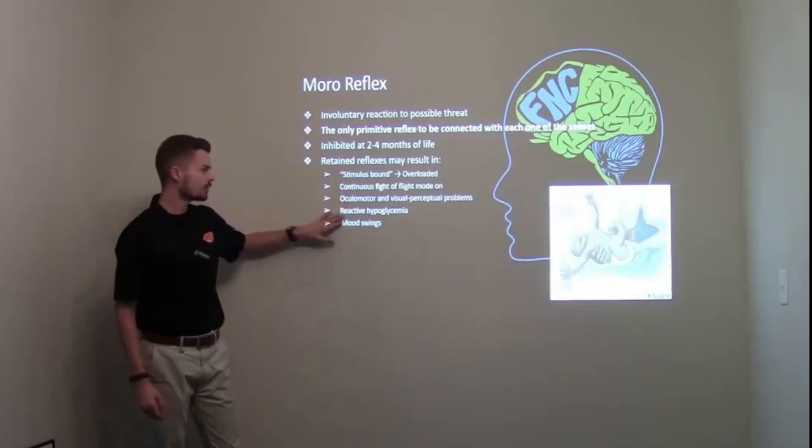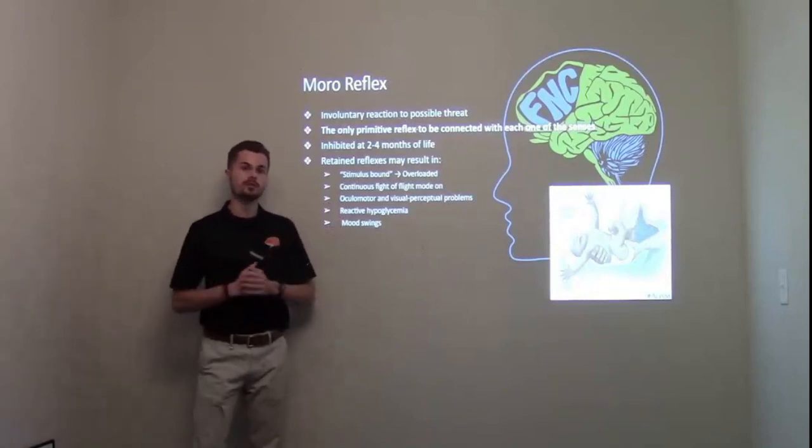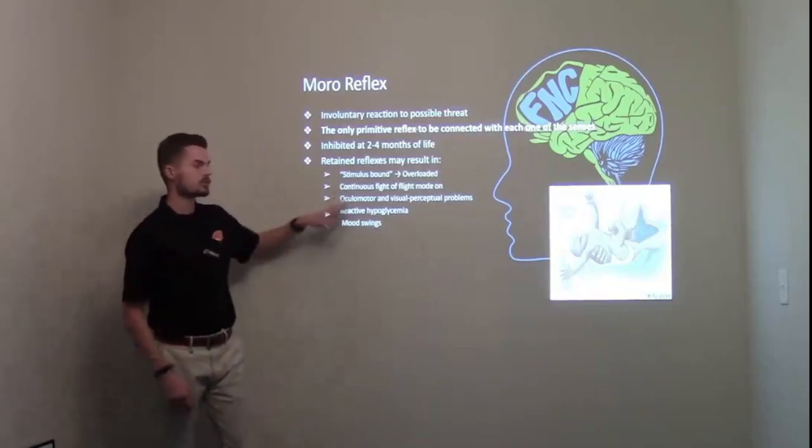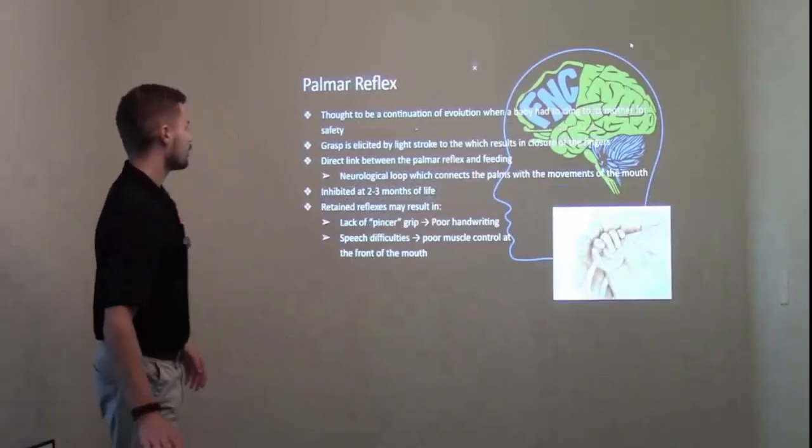Reactive hypoglycemia and mood swings also play a role in how the sympathetic nervous system works and this continuous fight or flight mode that it's on. Okay. Then let's talk about the palmar reflex.